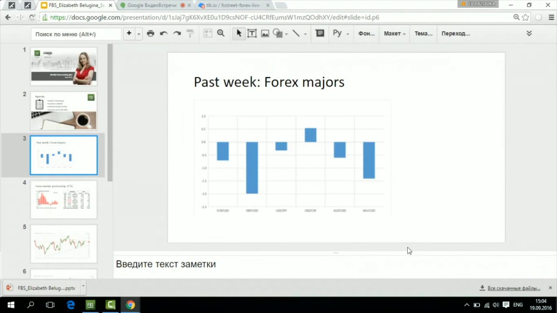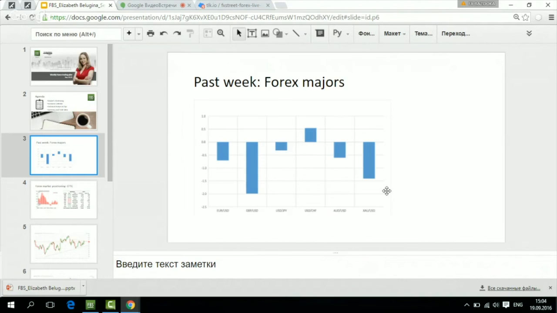Initially, the past week was going to be a rather moderate week for the US dollar, but then we got more positive than expected inflation figures from America on Friday. After that, the US dollar bulls managed to make sizable gains, especially if we look at the British pound to US dollar currency pair. Here it is, and euro dollar, as well as gold, declined versus the US dollar.